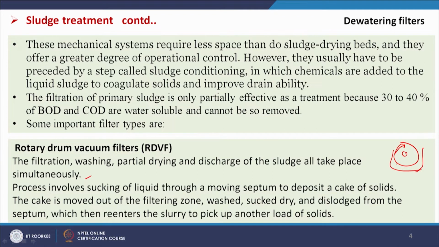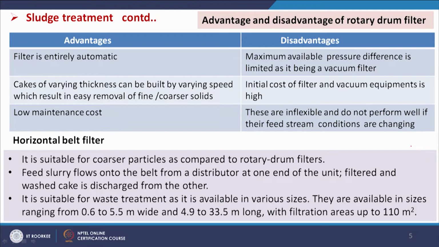So, this will be rotating and half filled with the slurry. Then there will be some vacuum, so the liquid will go and solids will be retained here. Now the advantages and disadvantages of this rotary drum filter. This filter is essentially automatic, and cakes of varying thickness can be built by varying speed, which results in easy removal of fine and coarse solids. So, both fine and coarse solids can be removed, and there is low maintenance cost. But the disadvantages are that the maximum available pressure difference is limited, as it is a vacuum filter. The initial cost of the filter and vacuum equipment is high. These are inflexible and do not perform well if their feed stream conditions are changing.